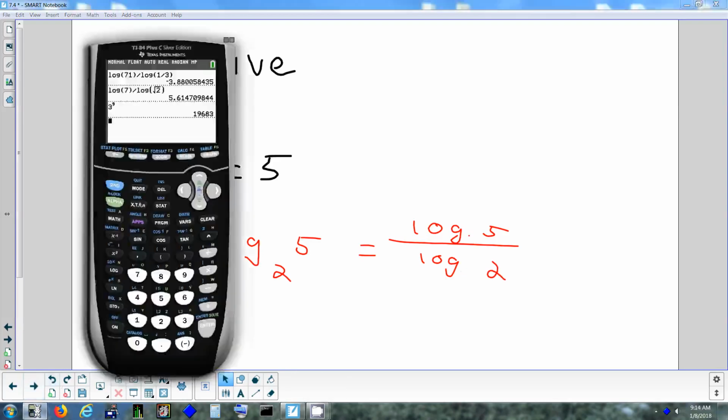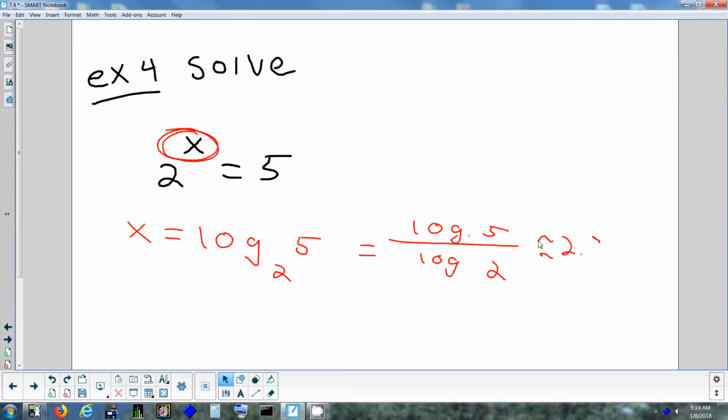Okay, so we're doing base 10. So log 5 divided by log 2. Be careful with your parentheses when you type that in. And you get 2.32. Most of the time on a problem like this, they're going to have you do the decimal out. They're not going to leave the answer as a fraction. So very easy question as long as you know how to type that in using the change of base formula. Any questions on that one?